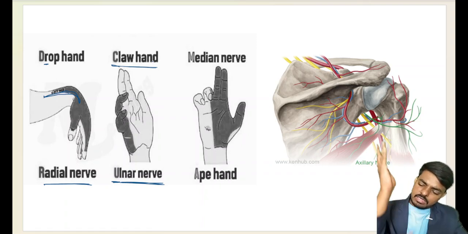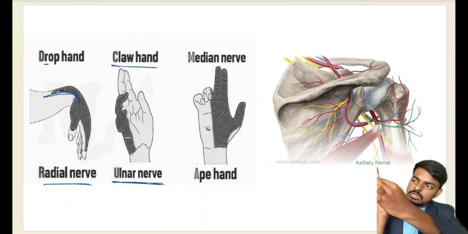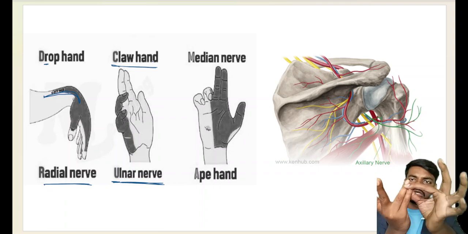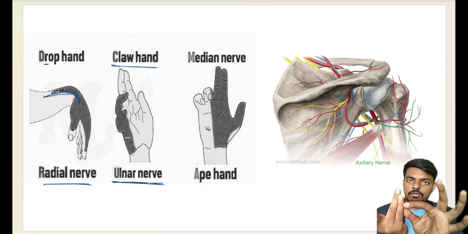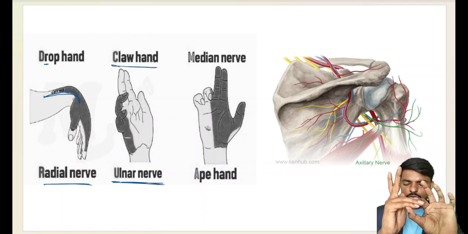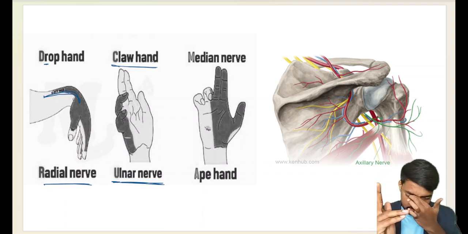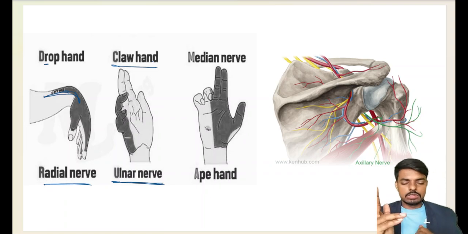The ulnar nerve supplies the ulnar border, this side. So if the ulnar nerve is compressed, these two fingers, the ring finger and the little finger, will have loss of sensation and movement due to compression of the ulnar nerve. So this is what we call claw hand.